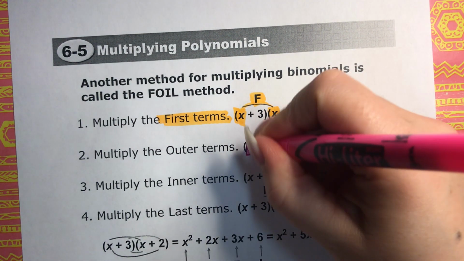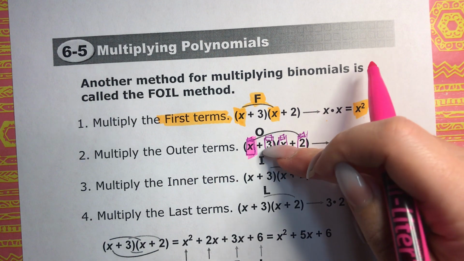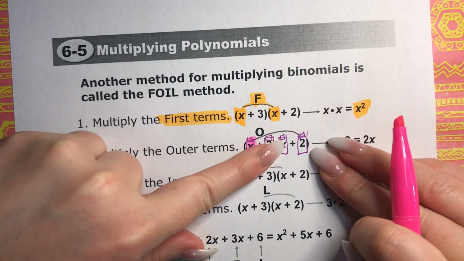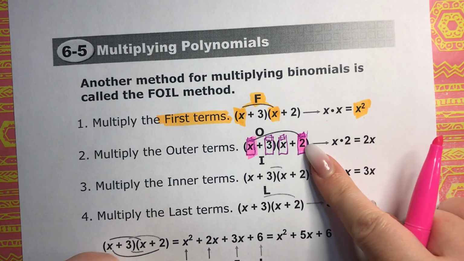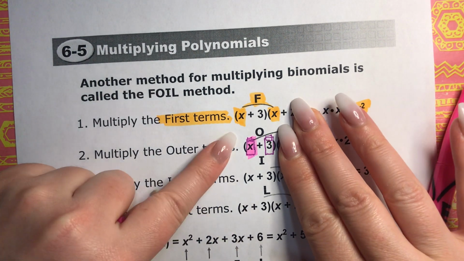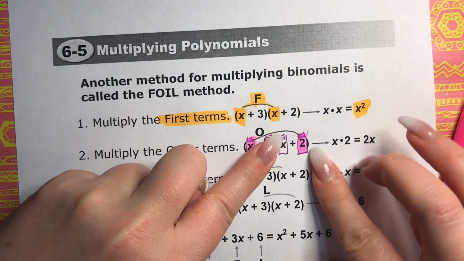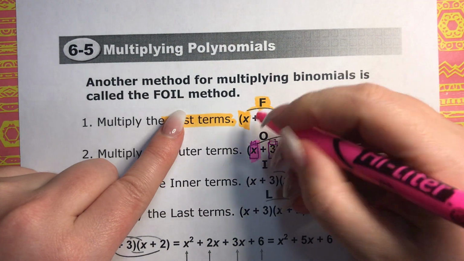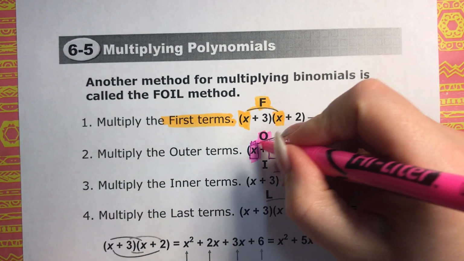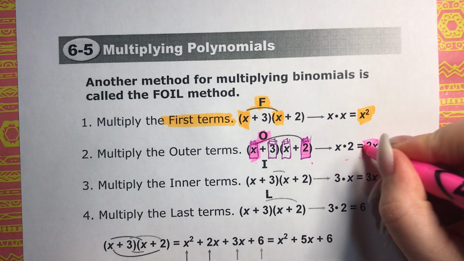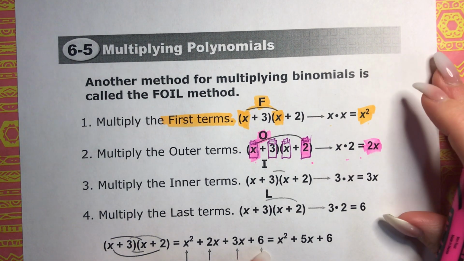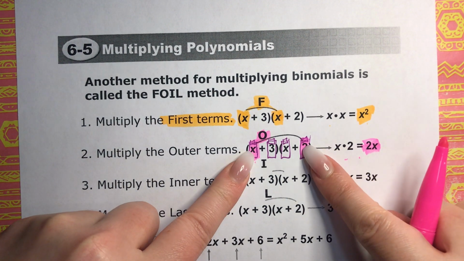So x is on the outside of this binomial, and 2 is on the outside of this binomial. Okay, so do you see that on the outside here? And then this one's the outside, so that is what the outer term is. So it would be x times 2, which is the same thing as 2x. Okay, so we talked about the outside.